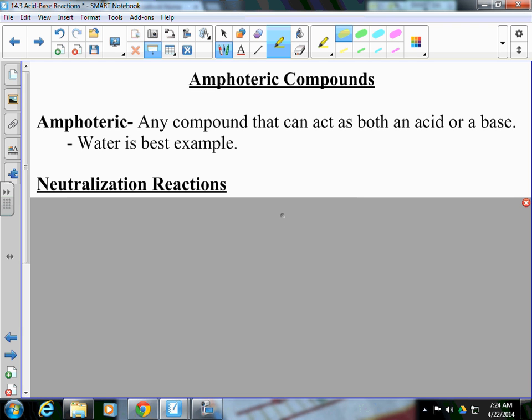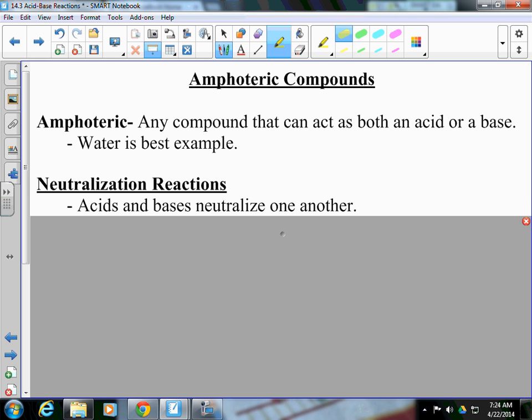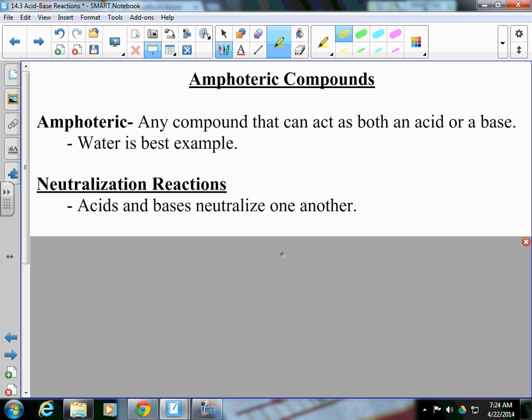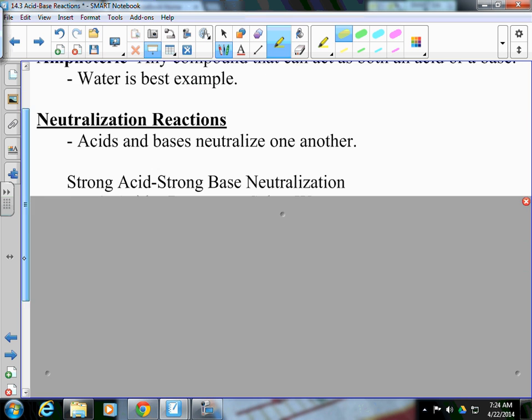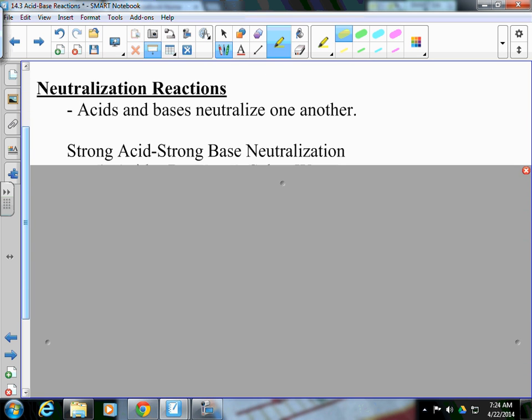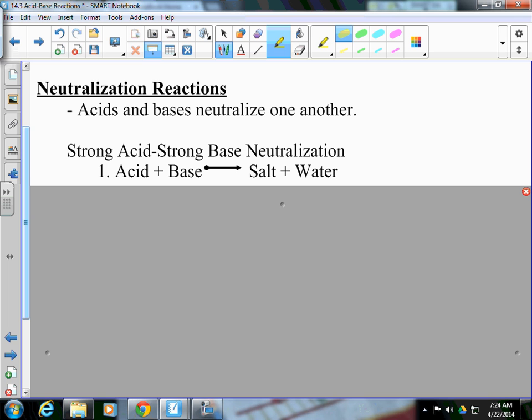For the most part, though, when we talk about neutralization reactions, we're talking about the mixing of an acid and a base. A neutralization reaction, what happens? You mix an acid and a base, they neutralize one another or cancel out. And when they do that, they end up forming two products, salt and water. So anytime you mix an acid and a base together, your two products are going to be salt and water. Now water obviously is H2O.